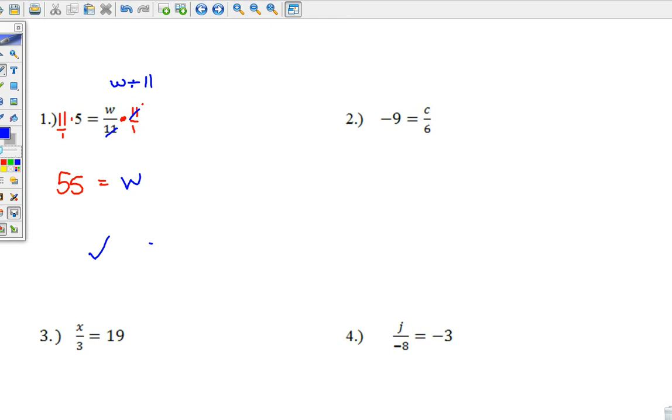To check it, we can write our original equation. And instead of w, we're going to take that w out and put a 55 there. So 55 divided by 11 actually is 5.